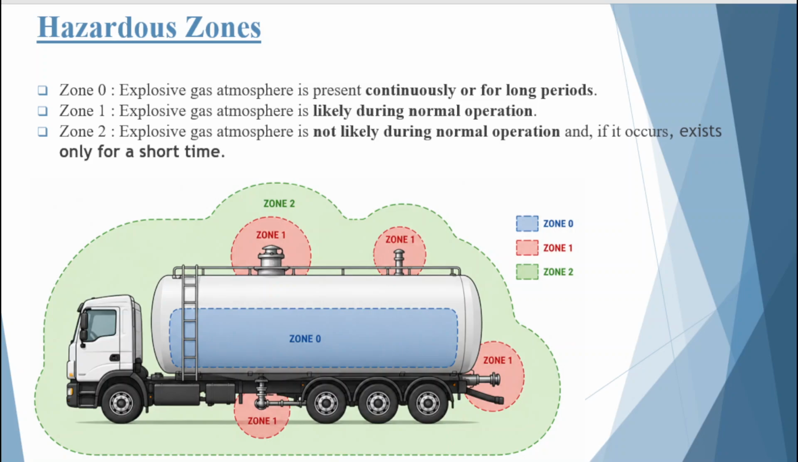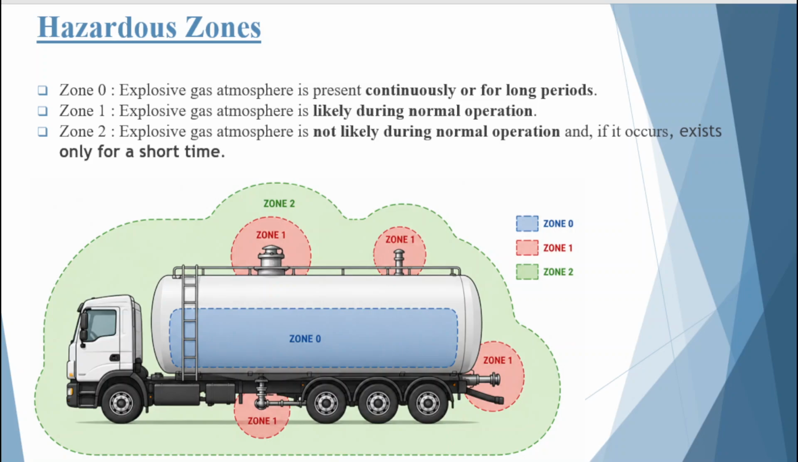Let's start with Zone 0. Zone 0 is the most hazardous area. Here, an explosive gas atmosphere is present continuously, for long periods, or very frequently during normal operation. A good example is the inside of a fuel storage tank or the inside of a process vessel containing a flammable liquid. Since flammable vapors are continuously present inside these spaces, they are classified as Zone 0.